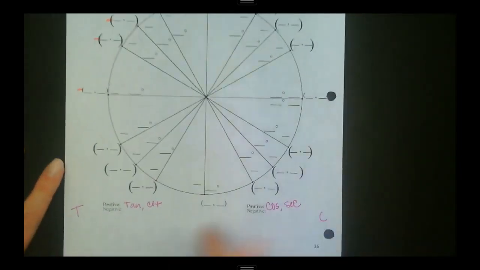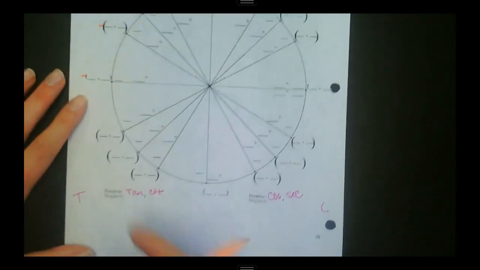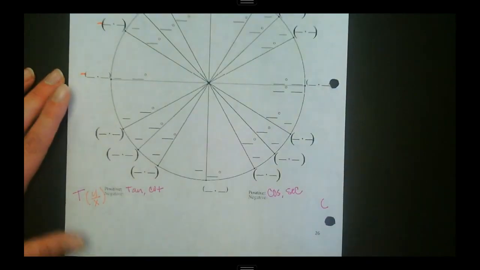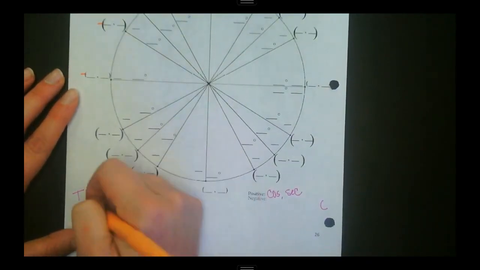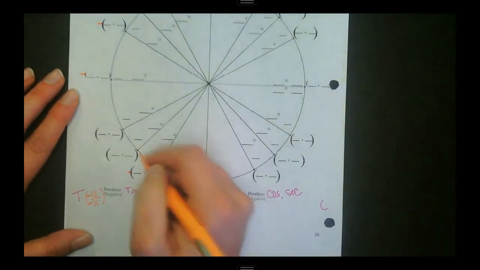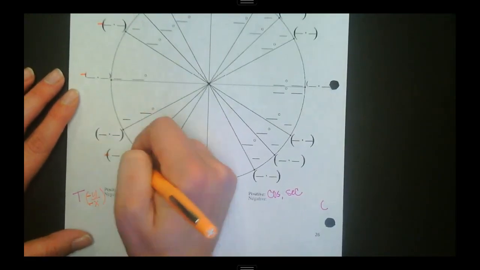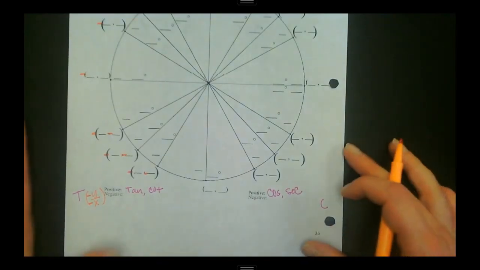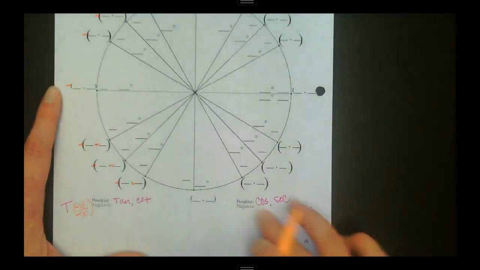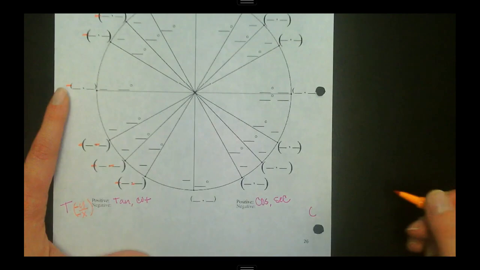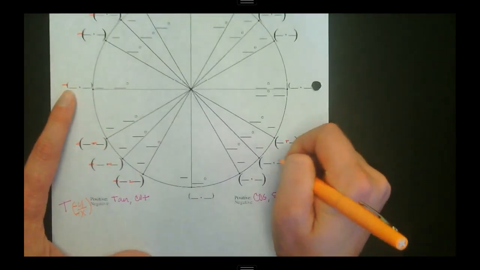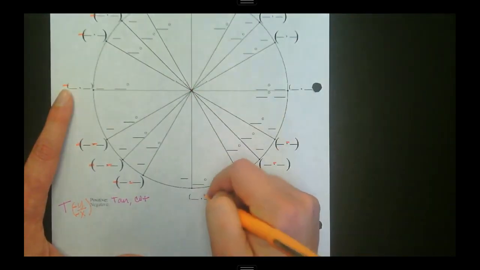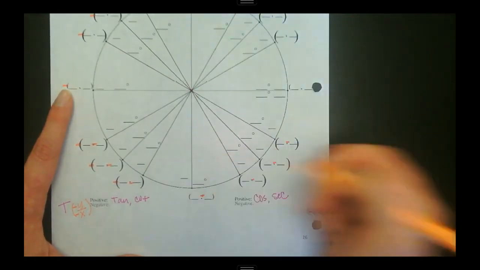In this quadrant, tangent's the one that's positive, and tangent is y over x, or sine over cosine. So that means both of these, to get a positive tangent, would have to be negative. So x and y are both negative here. And then in this one, cosine is positive, everything else is negative. So that means sine would be negative on my coordinates, which is the y value.